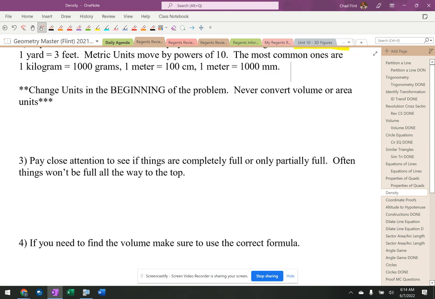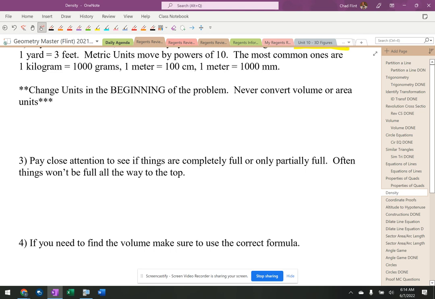All right. And then it says pay close attention to see if things are completely full or only partially full. Okay, often they keep doing these problems where you only fill something 2/3 full or 1 foot from the top or different things like that. So it's always easier to adjust that at the beginning.